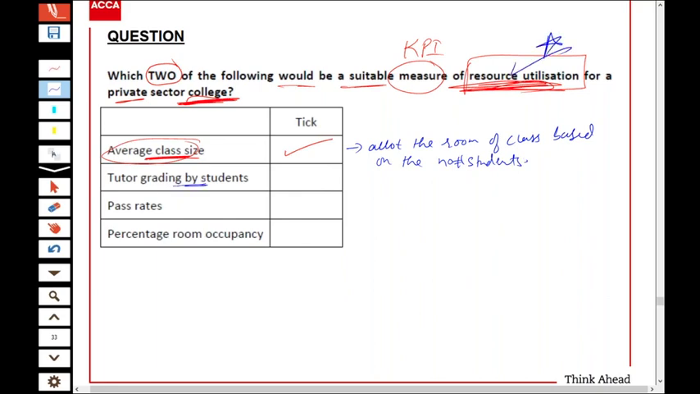Tutor grading by students is not resource utilization. Pass rates is not resource utilization. Yes, percentage of room occupancy, this is resource utilization, that is, how many rooms are occupied. Because we are using the resources. Classroom is the resource, and we are using the rooms. So that means resource utilization. Okay, so there's one and two, and the question was asking for two things.